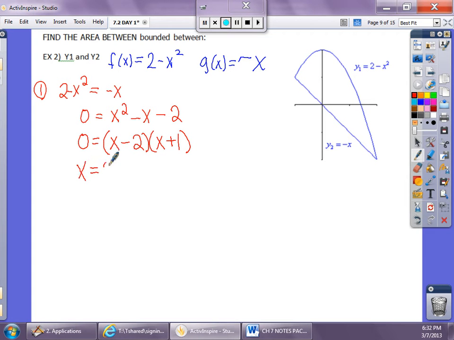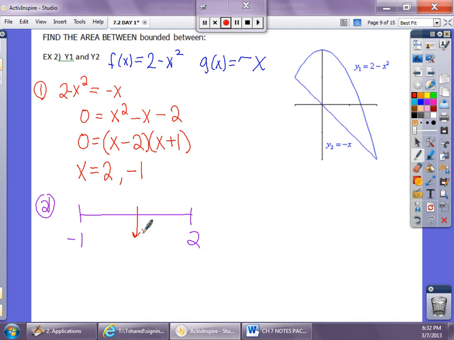X is equal to 2, and x is equal to negative 1. So there are my intersections. Now, because they're telling me that the functions are completely bounded by those two, I know that from negative 1 to 2, there's going to be a top function and a bottom function, and because there's only one set of intersections, I won't have to worry about them switching. I'll have one integral only.